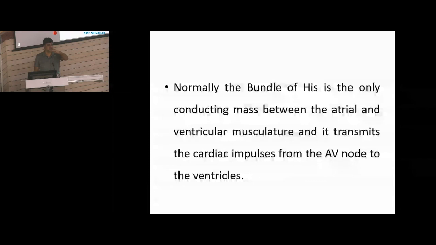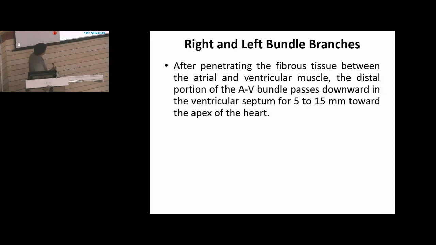So if there is any conduction defect, any problem in this AV bundle, the SA nodal impulses are not going to reach the ventricles. Now this bundle of His divides into right and left bundle branches, and the distal portion of the AV bundle passes downwards in the ventricular septum for 5 to 15 millimeters towards the apex of the heart, and then at the apex it divides into the Purkinje network.